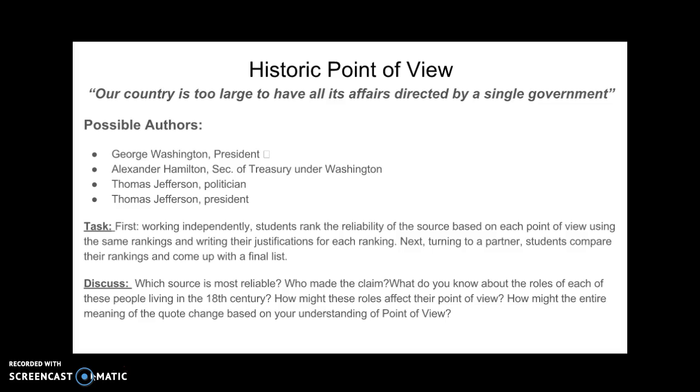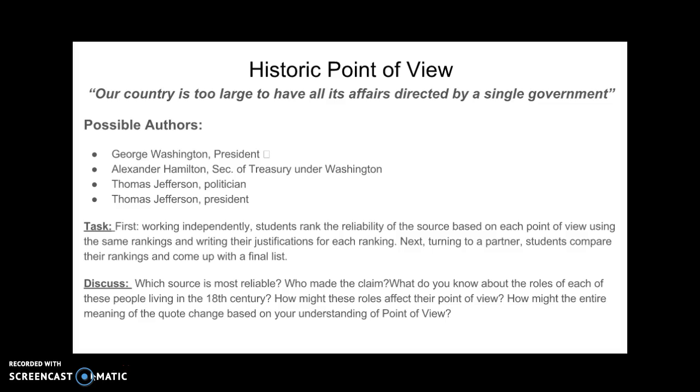Next, you should work independently, and you should rank the reliability of the source based on each point of view using the same rankings, 1 being the most reliable, 4 being the least reliable, and writing your justifications for each ranking. After you're done with that, you should turn to a partner and compare your rankings and come up with a final list. Make sure you have the final list recorded in your notes. After recording the final list, you should discuss and record your conversation by answering the following questions.